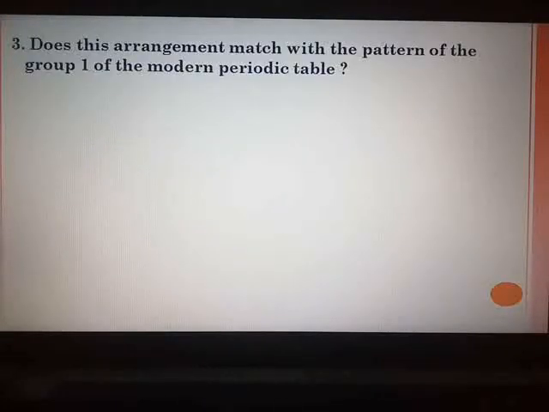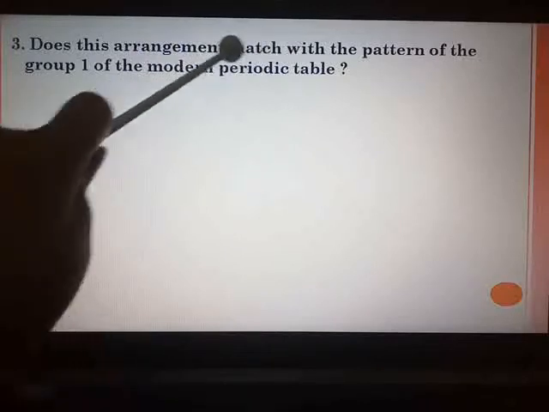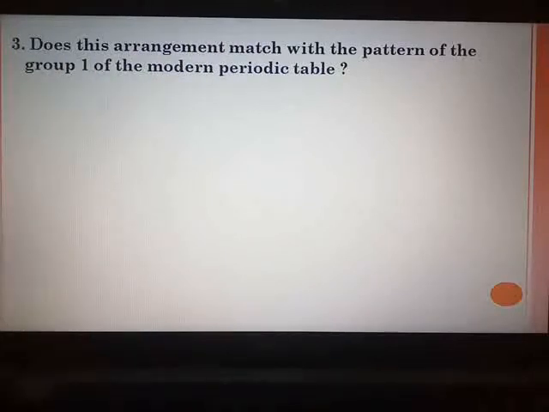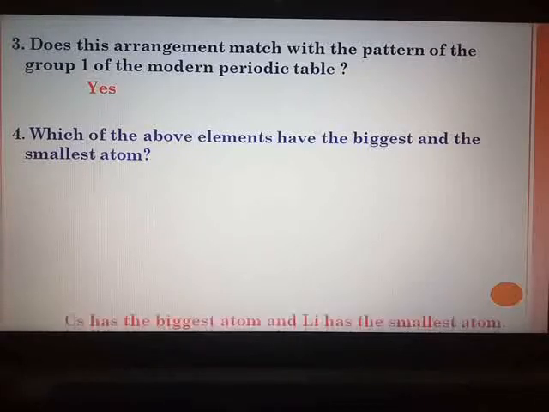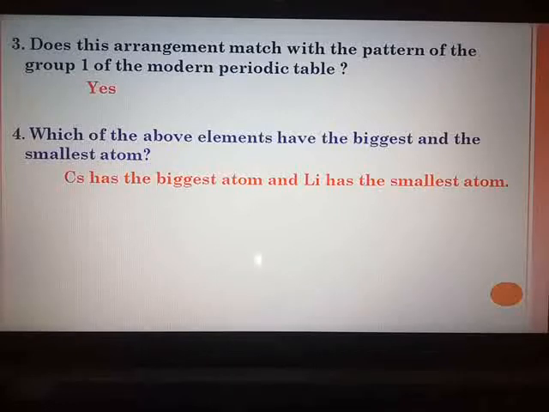Third one, again they are asking us, does this arrangement match with the pattern of group 1 of the periodic table? After the arrangement, if you refer to the periodic table on page number 23, it is matching. So the answer is yes. Fourth one, which of the above elements have the biggest and smallest atom? Now here the one having the biggest atom is cesium with atomic radius 262, and the smallest one is lithium with atomic radius 152.